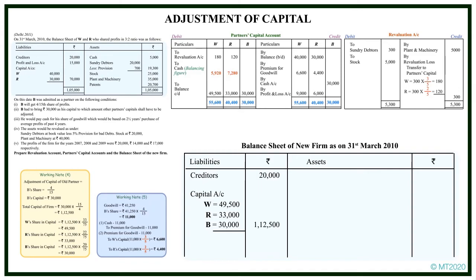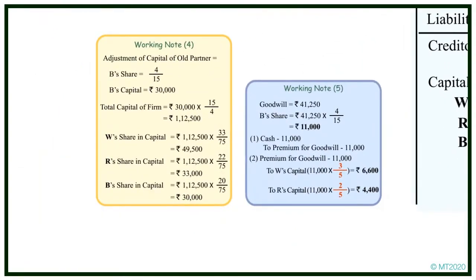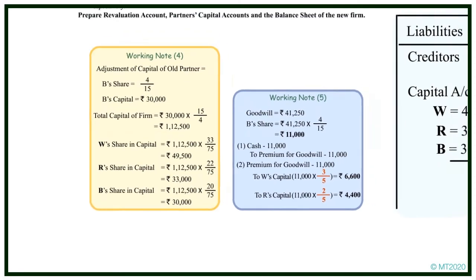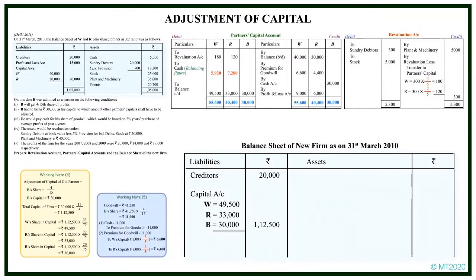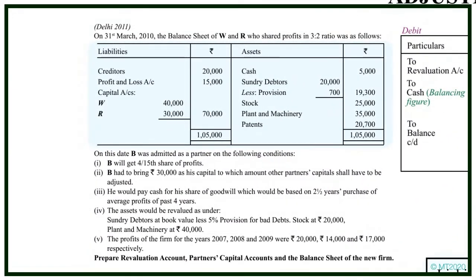This also we can cross-check with our working note number 4, where we have ascertained the total capital of the firm, 1,12,500, on the basis of new partner's share and new partner's capital contributed by B. On this, our liability side gets over, and if we sum it up, it comes as the total 1,32,500.